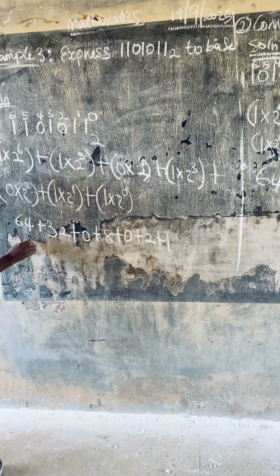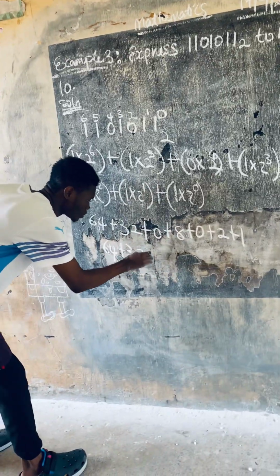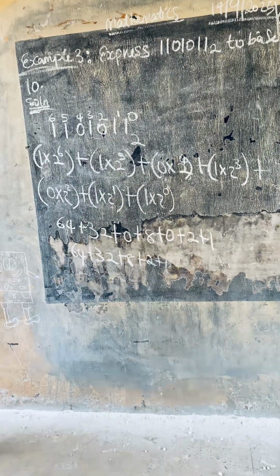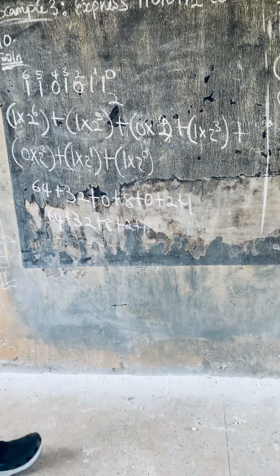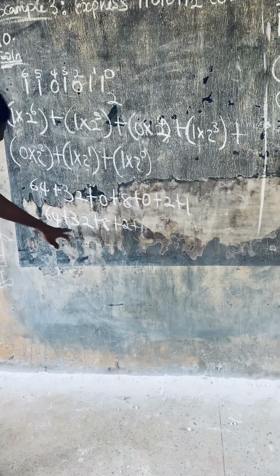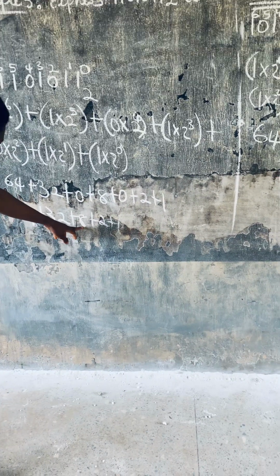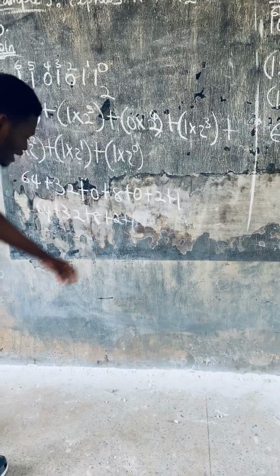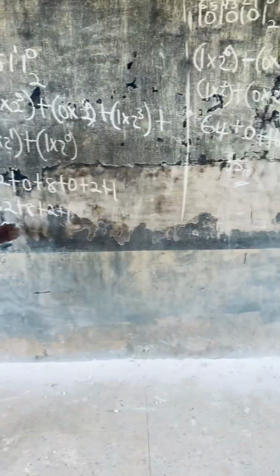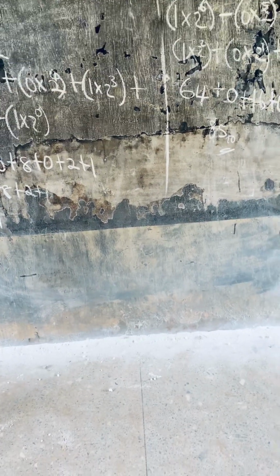So we're having 64 plus 32 plus 8 plus 2 plus 1. So 64 plus 32 will give us 96, right? Yeah. 96 plus 3, which is 99, right? Yes. Plus 8, 99 plus 8.